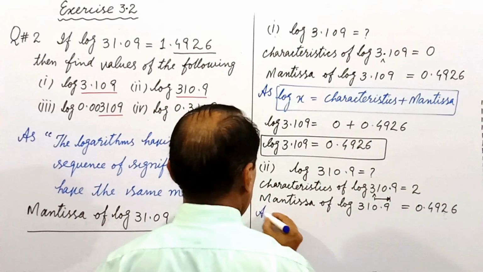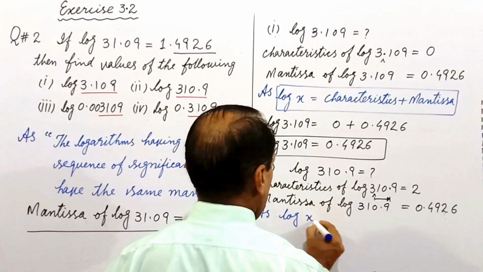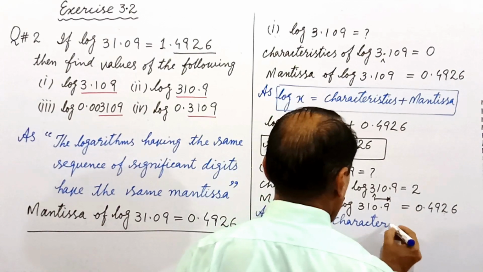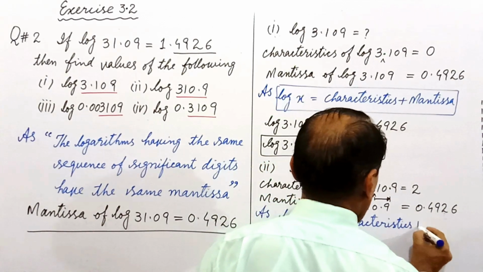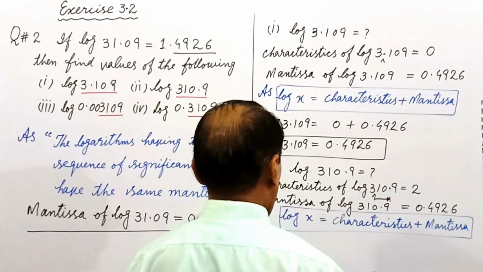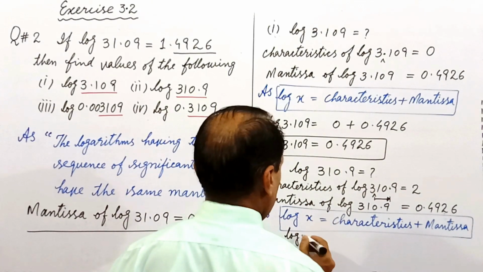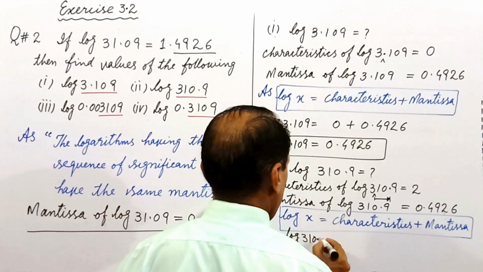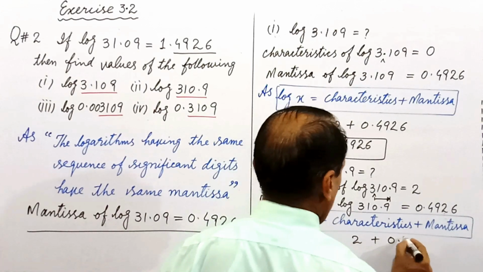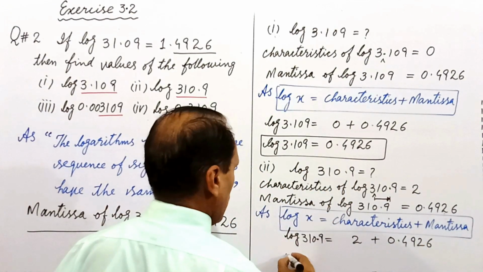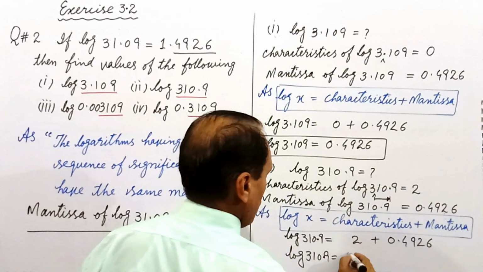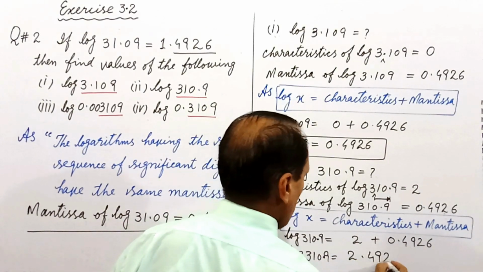So we use the same mantissa 0.4926 according to this phenomenon. And as we know that log of a real number is equal to the sum of characteristic and mantissa, therefore by replacing values, we have log 310.9 is equal to characteristic 2 and mantissa 0.4926, and we get the value of log 310.9 is equal to 2.4926.